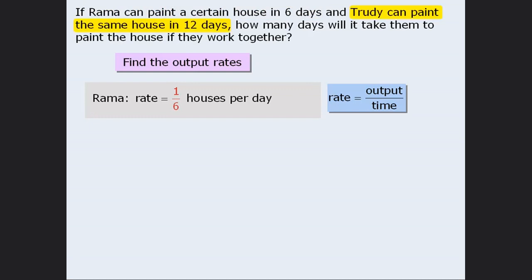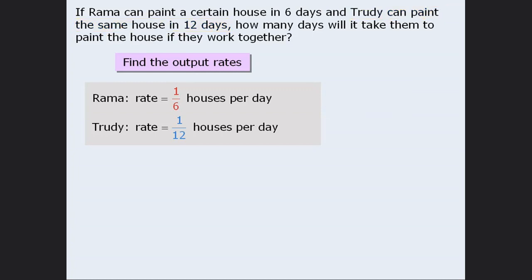Similarly, if Trudy can paint one house in 12 days, then to find her output rate, we will take her output of one painted house and divide it by her time of 12 days to get an output rate of 1/12 houses per day. In other words, Trudy can paint 1/12 of a house each day.